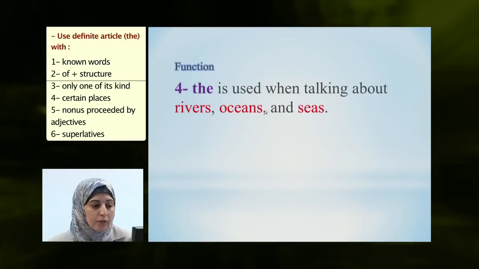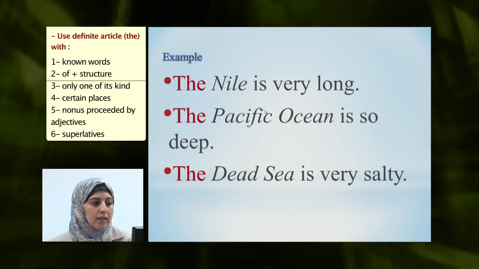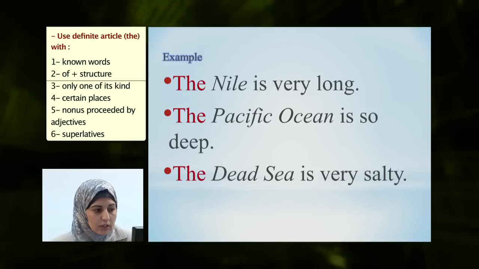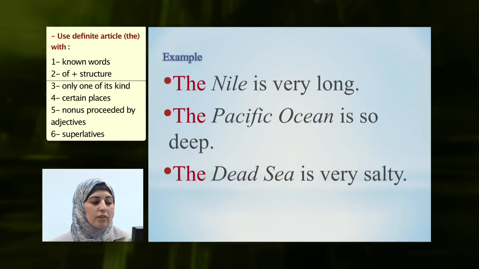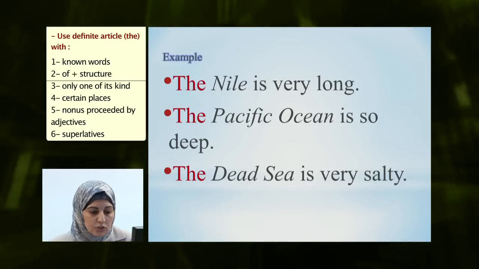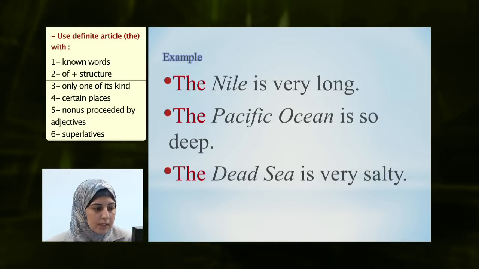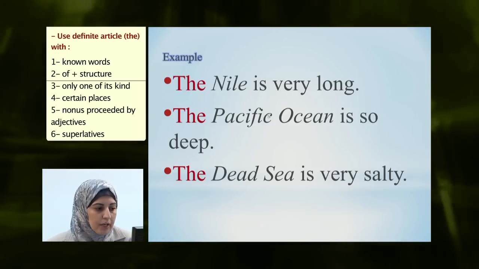Next, number four, the is used when talking about rivers or oceans or seas, because these are known for everyone. So you say, the Nile is very long, the Pacific Ocean is so deep, and you say, the Dead Sea is very salty, because these rivers and oceans are known for everyone.